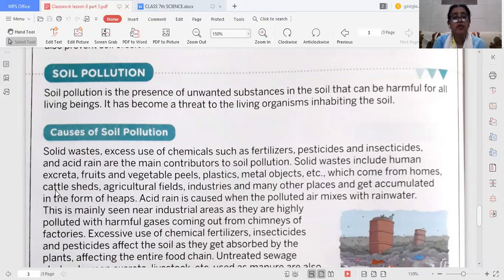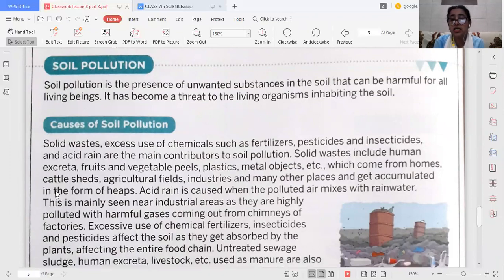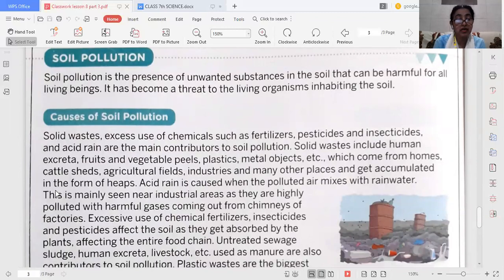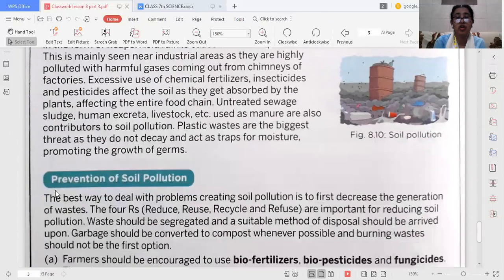Solid waste like human excreta, plastics, metal objects which come from our homes, and we throw here and there, accumulate in the form of heaps. Now, acid rain is caused when the polluted air mixes with rainwater. And when acid rain is there, it changes the texture of the soil. It makes the soil acidic. So these are the main causes of soil pollution.